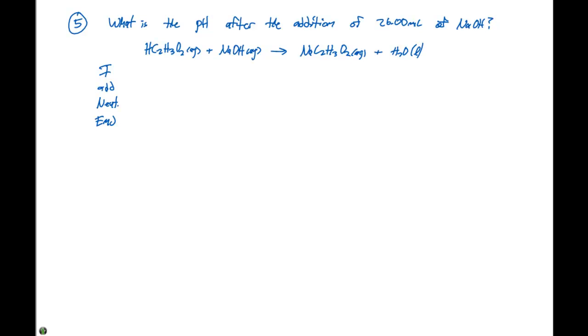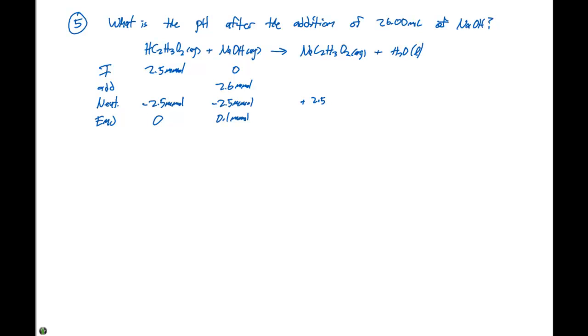So initially we have 2.5 millimoles of acetic acid and 0 sodium hydroxide. Here we're going to add 2.6 millimoles of sodium hydroxide. Okay? In our neutralization step, we need to neutralize 2.5 millimoles of acetic acid. That means 2.5 millimoles of the base are going to be added, and at the end we have 0 acetic acid and 0.1 millimoles of hydroxide ion.